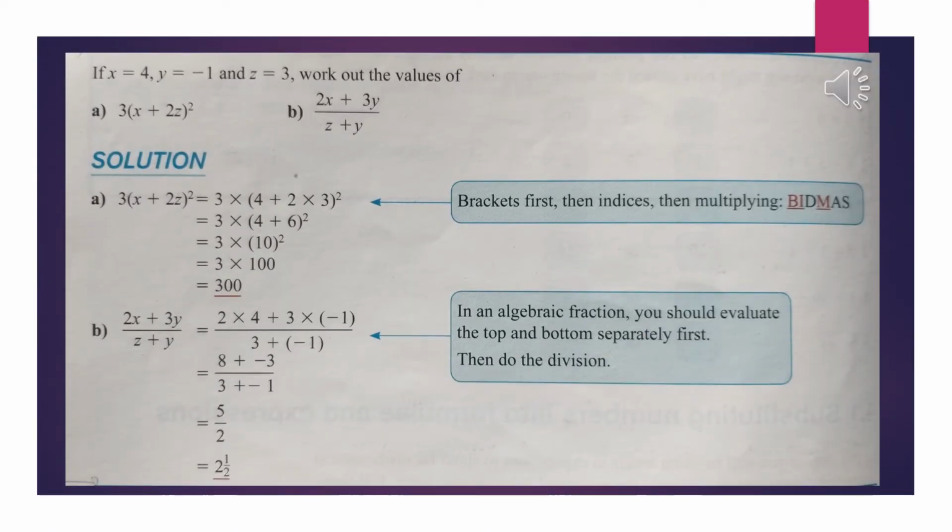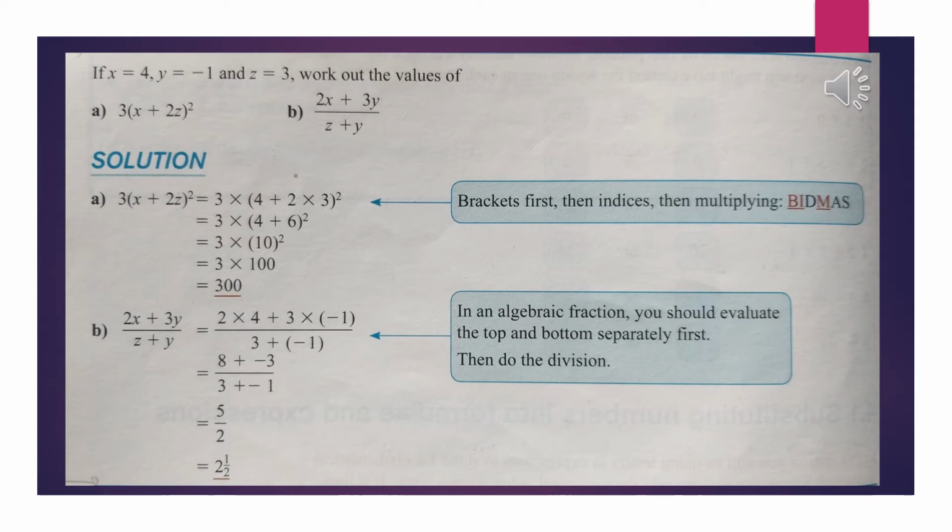Then another example: if x is equal to 4, y equals minus 1 and z equals 3, work out the values of A, 3 times x plus 2z in brackets squared. Part B, 2x plus 3y divided by z plus y. Solution for part A: 3 into brackets 4 plus 2 into 3, whole thing squared. That comes to 3 into 4 plus 6 squared. That is 3 into 100 equals 300.